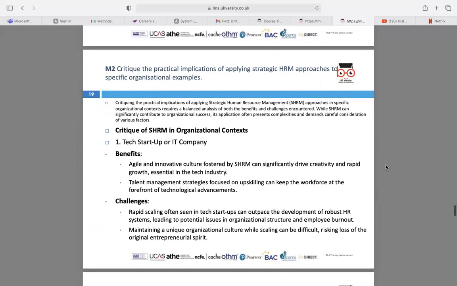Quickly going through this now, we spoke about how strategic changes are made to the tech company, for example. So the benefits would be that because they have an agile and innovative culture, that's going to eventually help them, and it's essential for the tech company. And if you're focusing on talent management and upskilling their associates, it's going to be helpful again, because tech continuously is evolving and changes, and there are many changes to the technological advancements that are taking place.